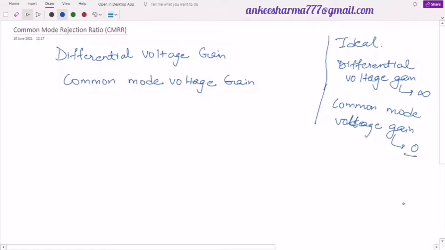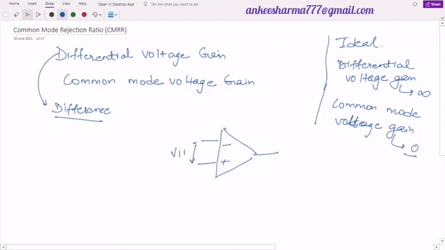Now, if I look at the names, differential means nothing but the difference. So it means we are talking here about a gain which is going to amplify the difference of the two voltages. And what are the differences? If I talk about this operational amplifier, we have two input terminals, the inverting and non-inverting. So whatever the difference is there, we will define it as VID. For example, this is V1 and this is V2, so this VID will be equal to V1 minus V2. This difference will be amplified, and in the case of ideal, its value is equal to infinity.